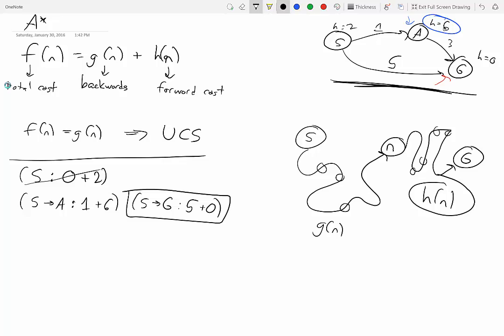So that motivates us to put some restrictions on what h should be. This leads us to two concepts. Okay, so it leads us to admissibility.